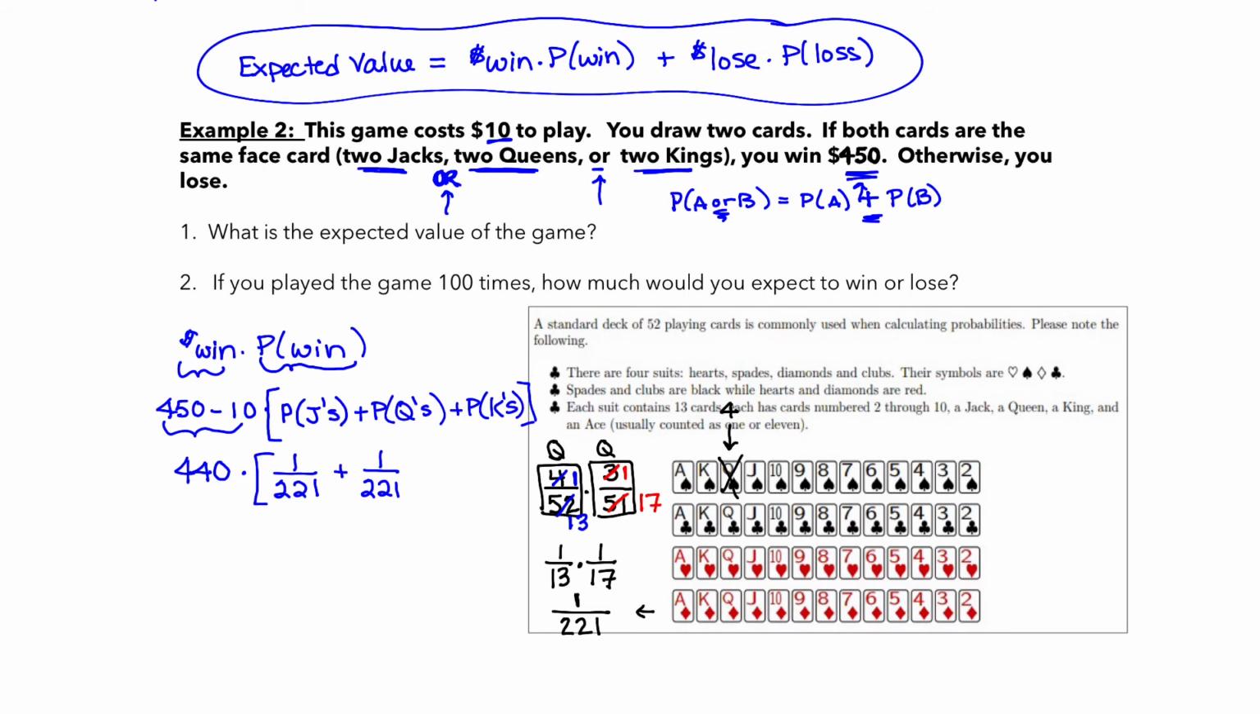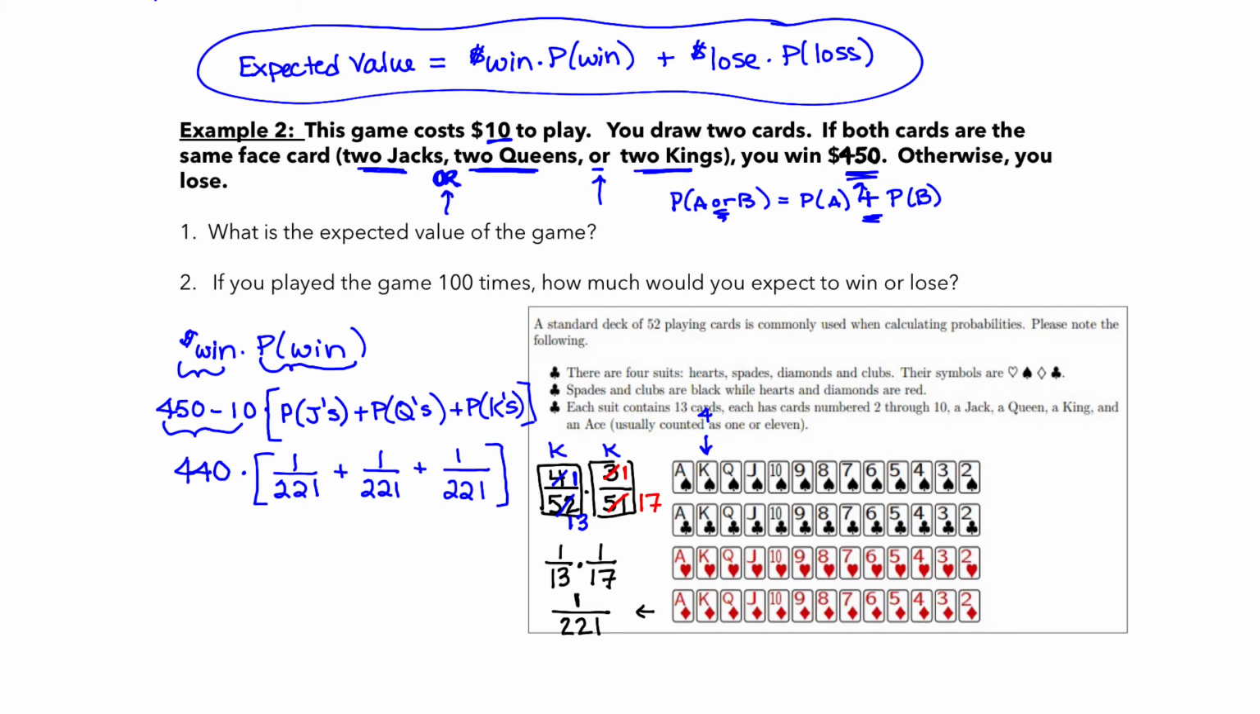And how about kings? Well, kings, they're going to be the same thing, right? Kings are just another face card. And the probability of getting 2 kings is exactly the same as the probability of getting 2 queens, and that's exactly the same as the probability of getting 2 jacks. To get 2 kings, I'm looking at the king column. There are 4, and the probability of selecting a king and another king is 1 out of 221.